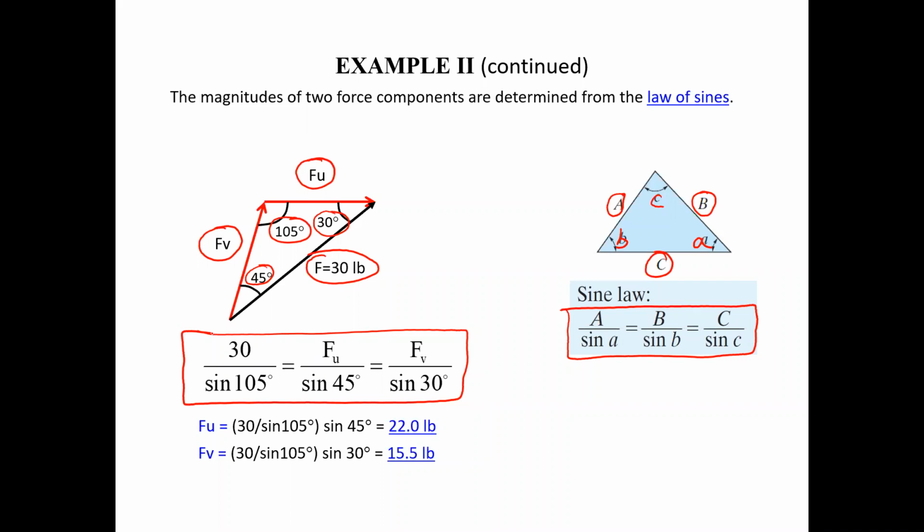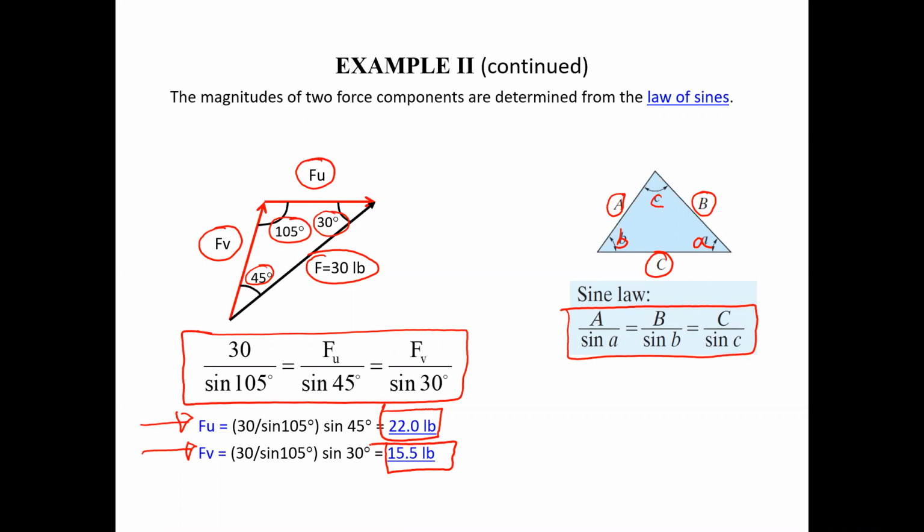Okay, so from this, we can find out F sub u, which will be 30 divided by sine of 105 degrees times sine of 45 degrees. So we'll get 22 pounds. So this is your F sub u, and also F sub v, 30 times sine of 30 divided by sine of 105 degrees. So you get 15.5 pounds, this guy, which is your F sub v, right?